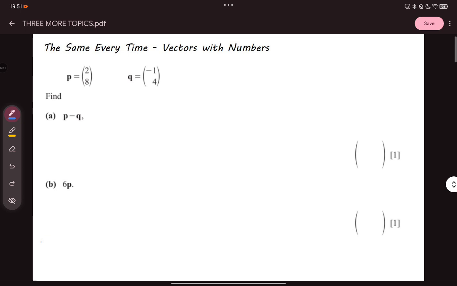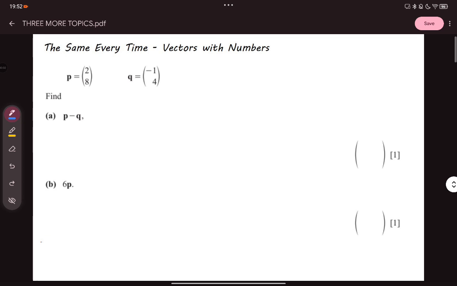There are two kinds of vector questions: vector questions with pictures and vector questions with numbers. In this set of videos, we're looking at the number type vector questions. Have a go at this exam question, and while you are doing that, pause the video and I'll have a go at it myself.